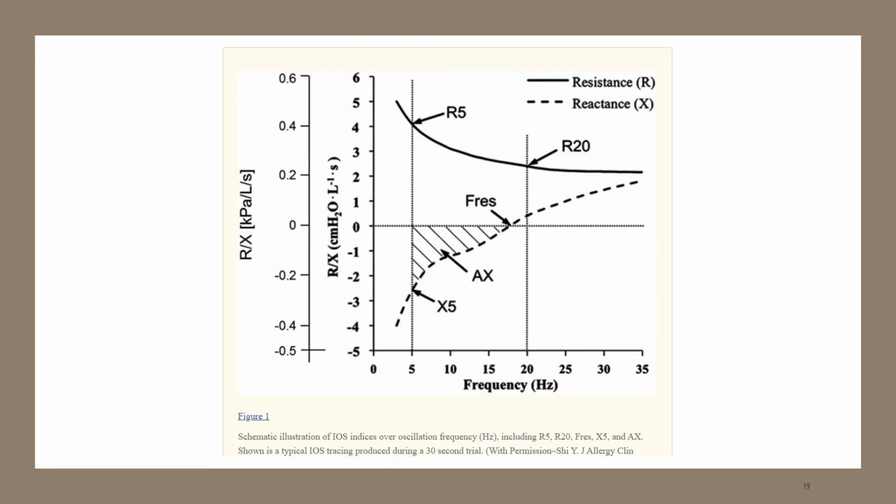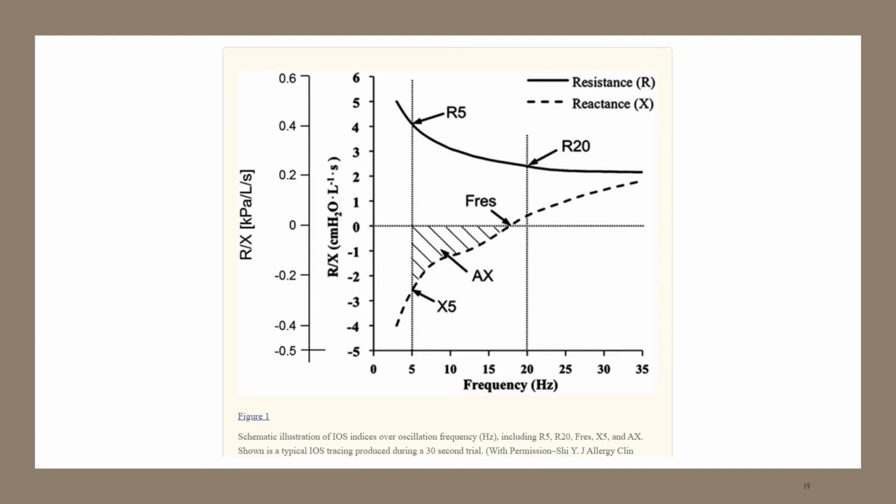So I wanted to give you a good idea of how to interpret these values when they say R5, R20, FRS, AX, X5, frequency, R over X. It's kind of crazy when you think about all this, but this is how you can interpret the test. So let me just show you this.